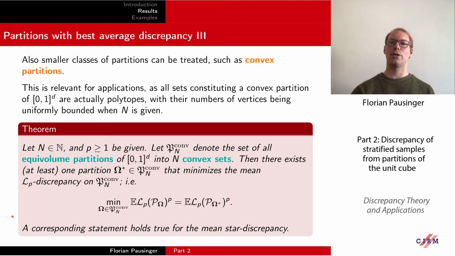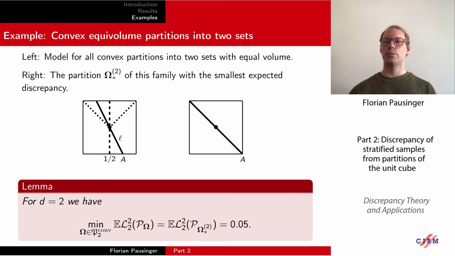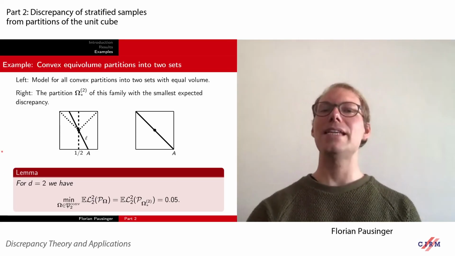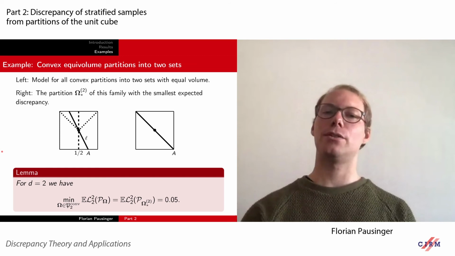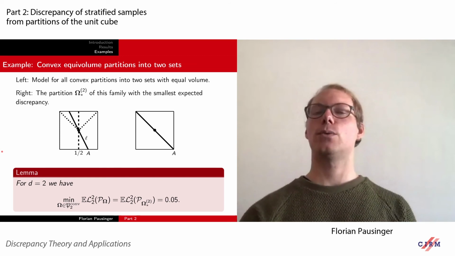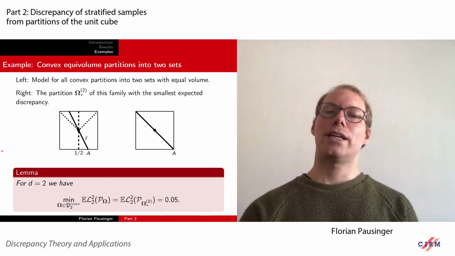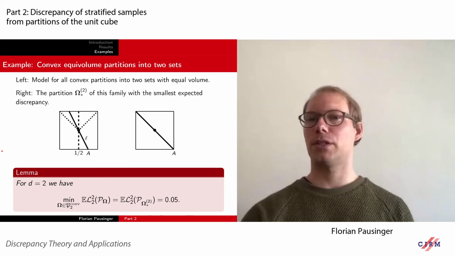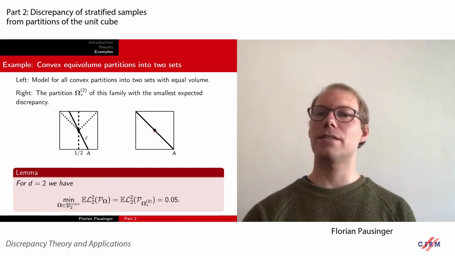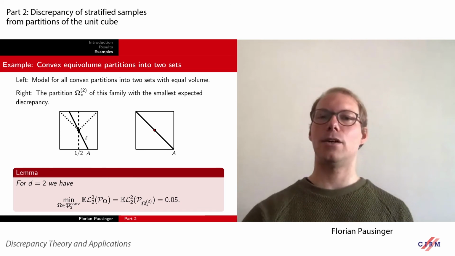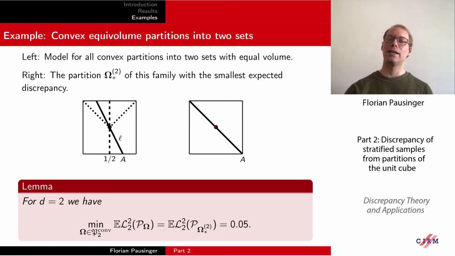So among all equivolume partitions into convex sets, again, there exists a best partition. So to illustrate this, we looked at the easiest examples. So we partitioned the unit square into two convex sets. So one can parameterize the space of all convex partitions into two sets by fixing the center point and then letting all the cutting hyperplanes rotate.